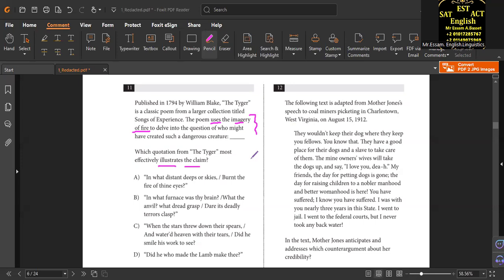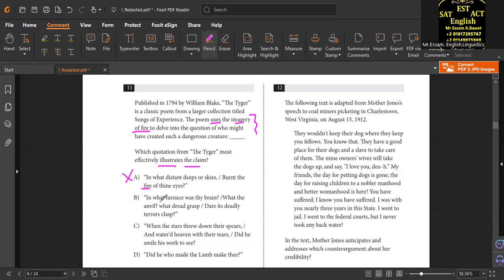Now let's find the evidence. So the claim: the poem uses the imagery of fire to delve into the question of who might have created. So now we need to deal with this point. Letter A has no information about imagery of fire. "Burnt the fire of thine eyes" does not make sense. It only mentions the word fire.